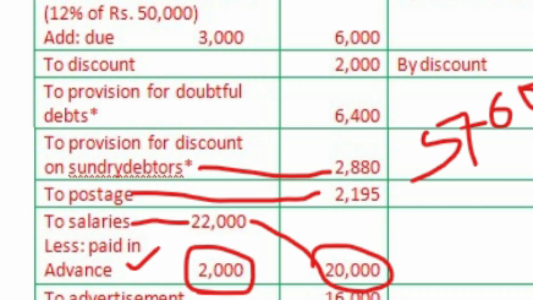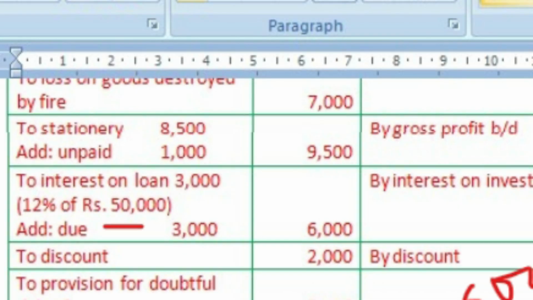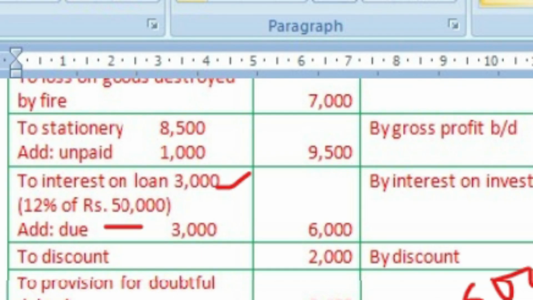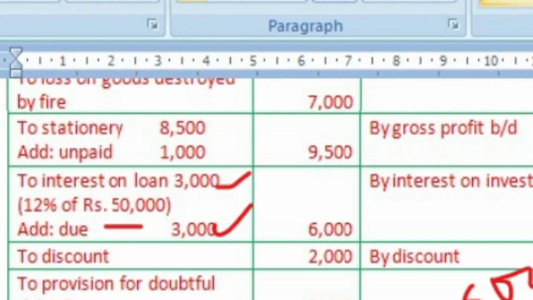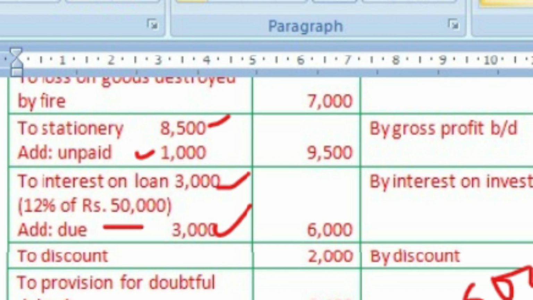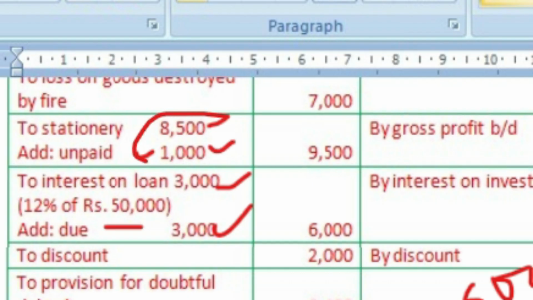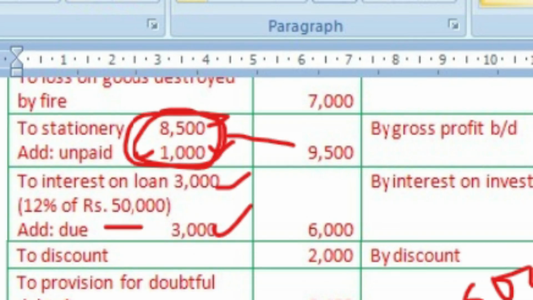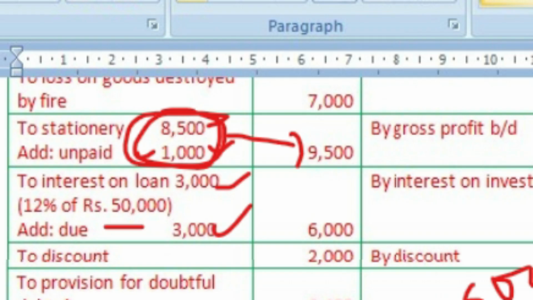Like this is the amount due for interest. Actually paid is 3,000 and 3,000 is still payable. So paid as well as payable are together taken into account. Similarly, one is stationery. Our total is 8,500 paid and 1,000 is still payable. So paid as well as payable together, the whole amount will be taken into account while calculating the net profit as well as gross profit also.